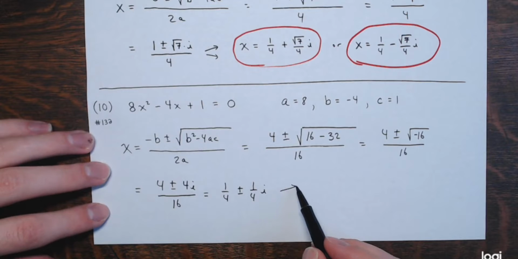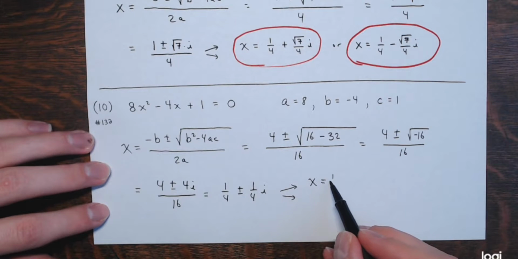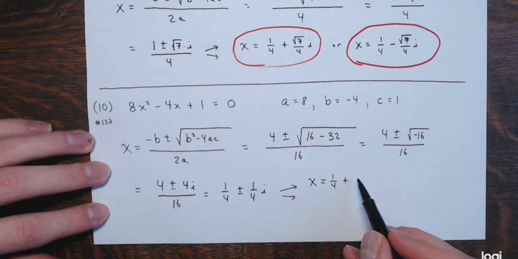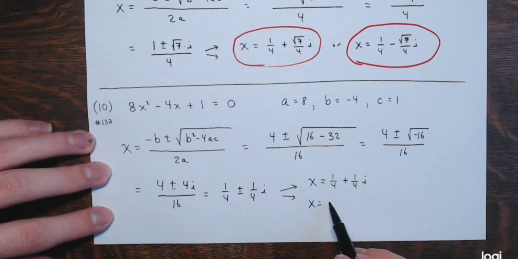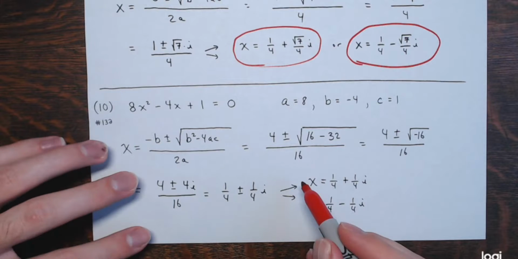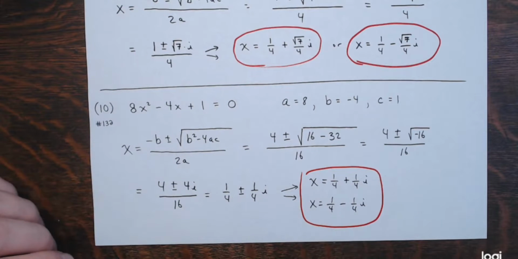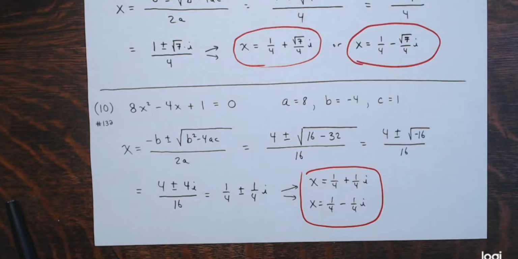So my two solutions here: one of them is x equals 1/4 plus 1/4 i. The other one is x equals 1/4 minus 1/4 i. And there you go. Again, two complex solutions that have an imaginary term. Fantastic. All right, next question.